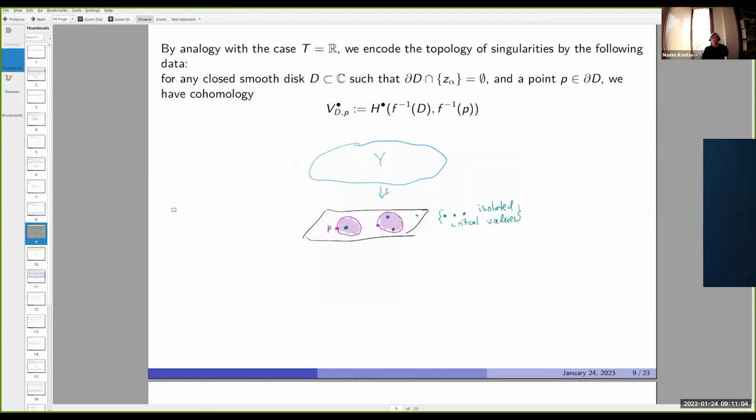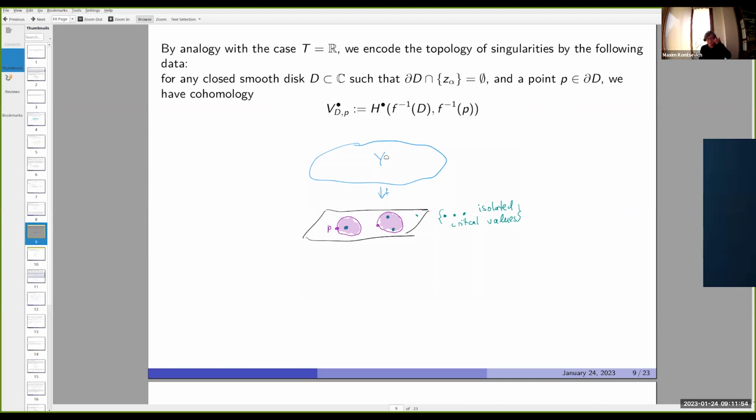Again, by analogy with the case of real numbers, we can encode the topology of singularities by the following data. Recall that in the one-dimensional case, when the target is R, we consider pullbacks of an interval relative to the pullback of one of the boundary points. An interval is a one-dimensional disk. And now what we do, we replace this with the two-dimensional version. We consider a smooth closed disk in C, so that its boundary contains no critical values. It's exactly like in the one-dimensional case. And we again pick one point on the boundary. And then for such a thing, we can draw many such disks. And for any such disk, we consider the cohomology of the pair, the pullback of the disk relative to the pullback of the point.